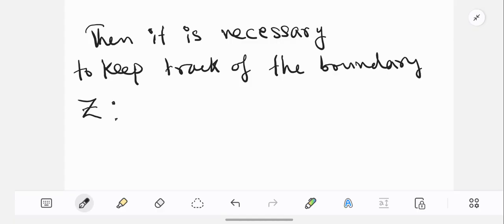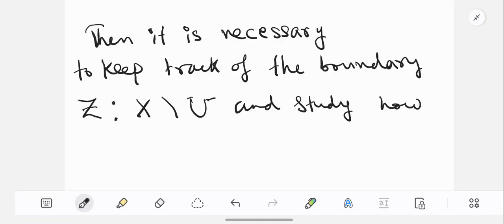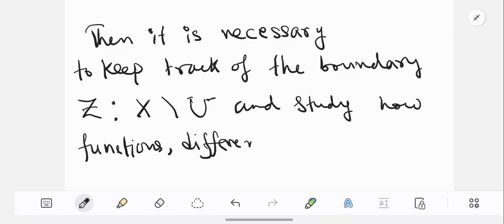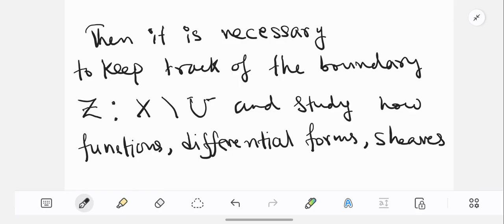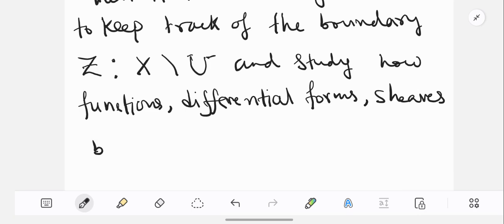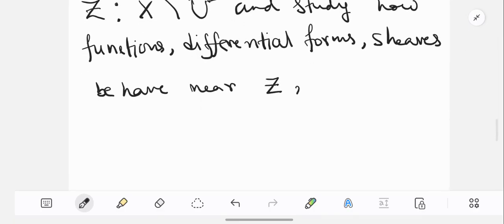It is defined as X minus U, the original object U which we are interested in studying, and study how functions, differential forms, sheaves, and other geometric objects behave near Z. And somehow we need to carry along the fact that it is U rather than X which we are interested in, in a functorial way. So we have to keep that in mind.